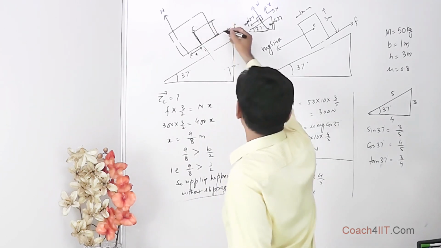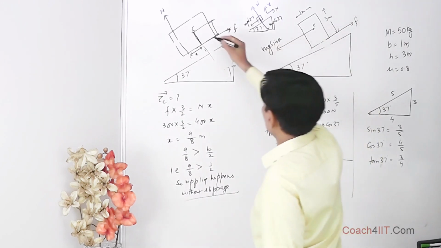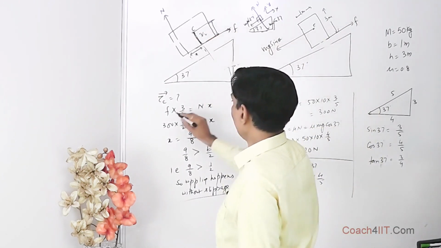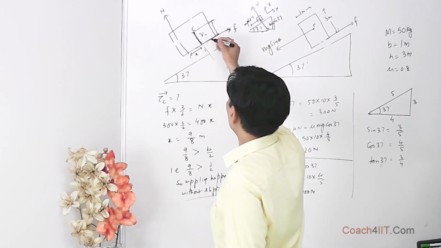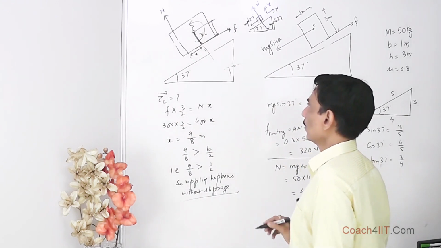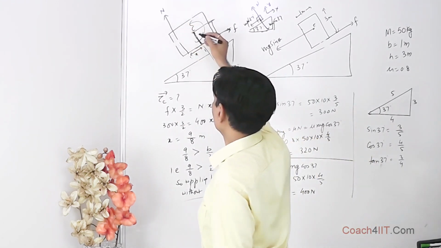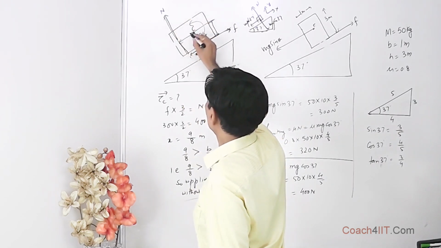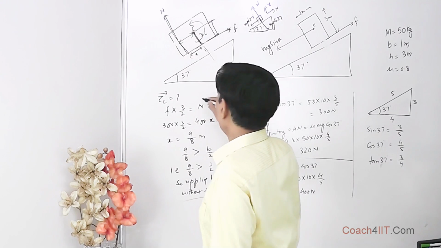So what is this? This is h by 2. If you are taking h as 3, this becomes 3 by 2. So this is F into h by 2, that is F into 3 by 2. That is the torque, and it is in the anti-clockwise direction. And what is the torque of the normal reaction about the point C? This is the normal reaction, and this is the distance, so that is going to be N into x.